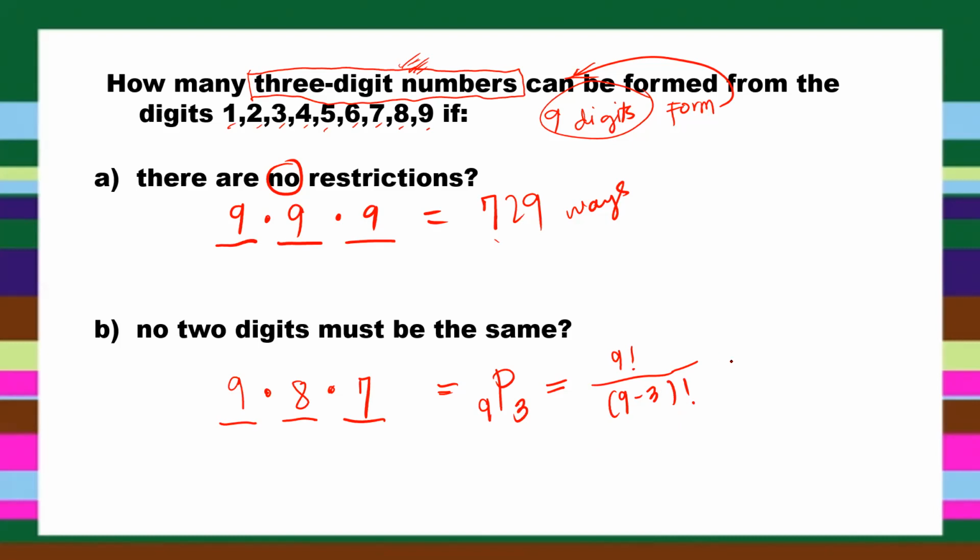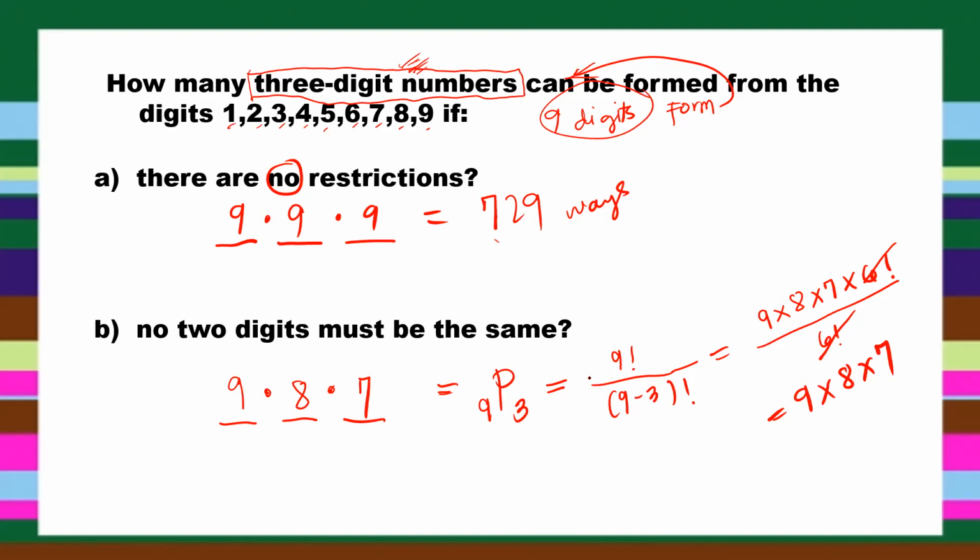Next, so we'll have here 9 times, so denominator we have 6 factorial, tama? So that's 9 times 8 times 7 times 6 factorial. And we can cancel that. We'll have 9 times 8 times 7.